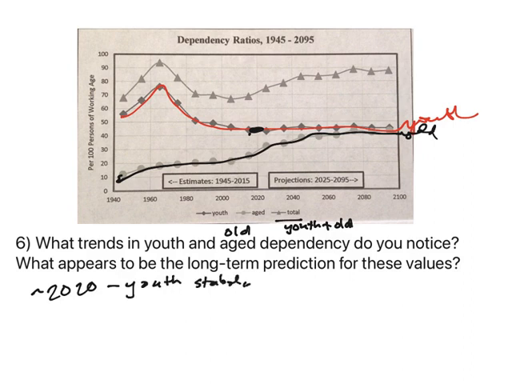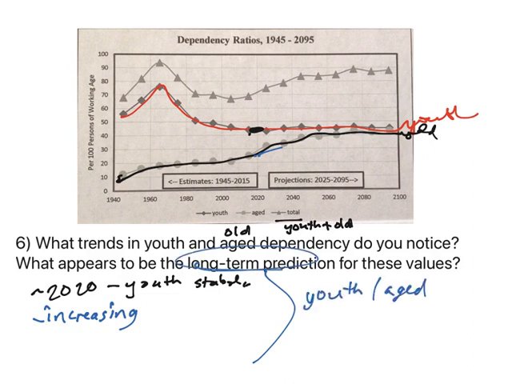Whereas the aged, well, it's kind of increasing. It continues to, and it's expected to continue to increase. And eventually, long-term prediction, the youth and the aged become pretty much the same. They're both stabilizing to be right around 45-ish, 45 out of 100.